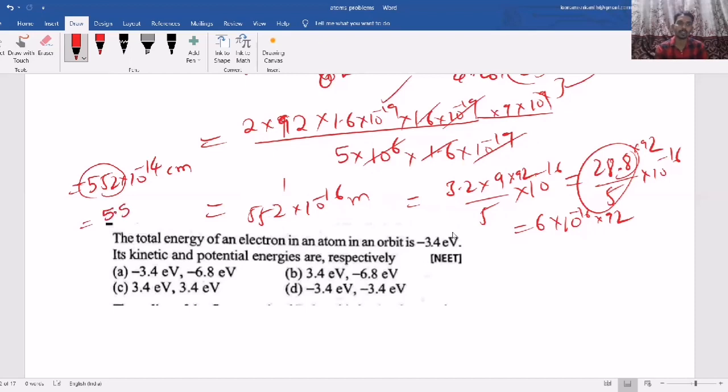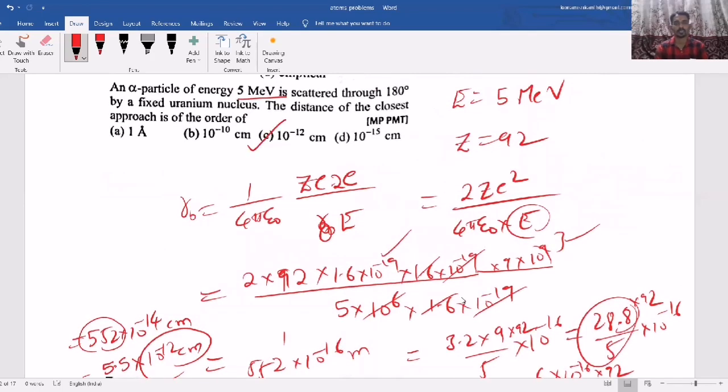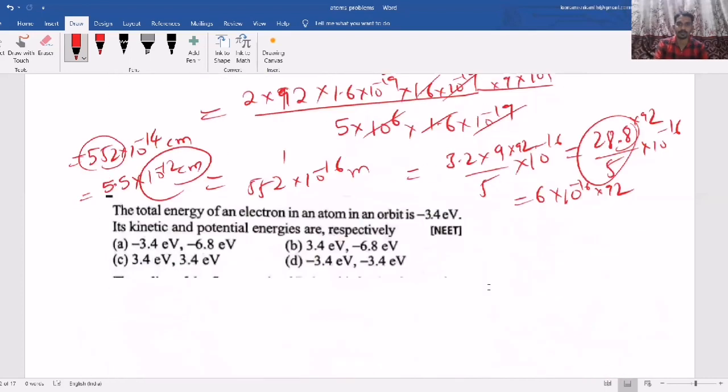That means you can write it as 5.5, so then it will become 10 power minus 12. So what is the order will become? 10 power minus 12. So the answer is C. See here, if you look at it, the calculation is very big, not that simple one. So that's why in the dual nature of radiation in atoms, the calculation takes really a big role, because most of the questions are formula based, direct formula based, but calculation really makes matter.